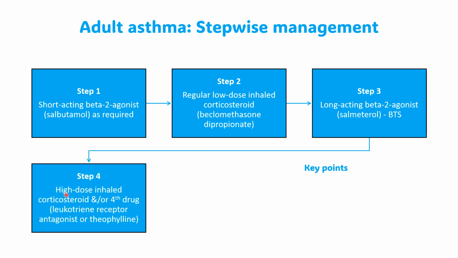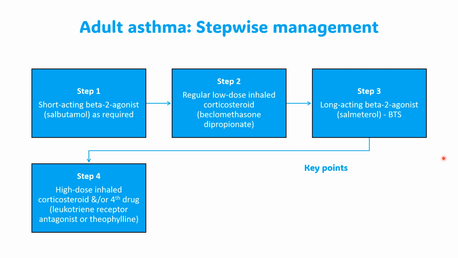In terms of step 4, we can increase the dose of ICS, or we can use a fourth drug, so either a leukotriene receptor antagonist, such as montelukast, or theophylline. Like I've mentioned, a high dose would be roughly 1,000 to 2,000 micrograms per day. Montelukast helps to relax bronchial smooth muscle.